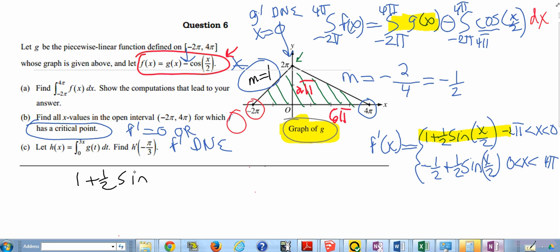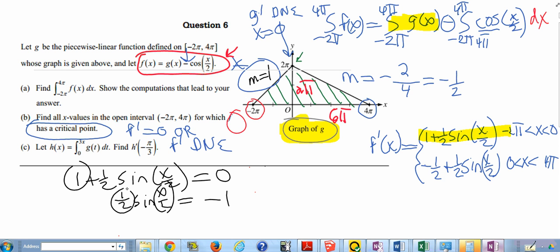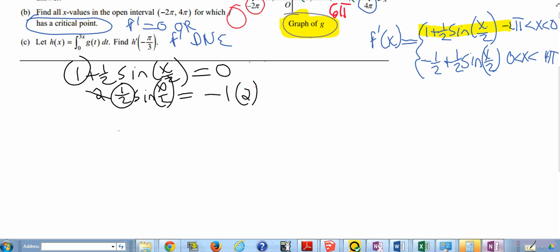1/2 sine of x over 2. Set it equal to 0, we would subtract 1. And then we have the quantity 1/2 sine of x over 2. If I multiply this by the reciprocal 2, that cancels, and we have sine of x over 2 is equal to negative 2.